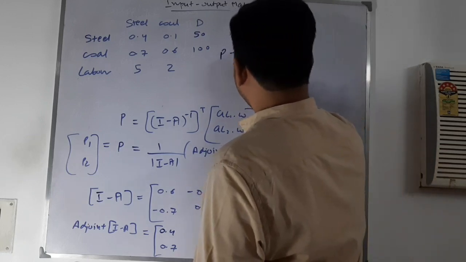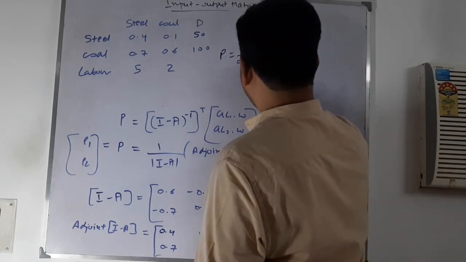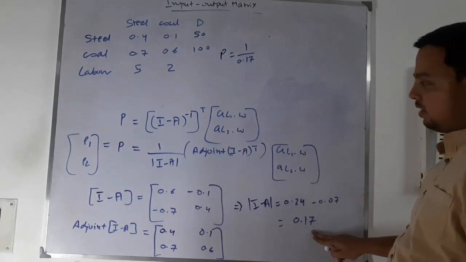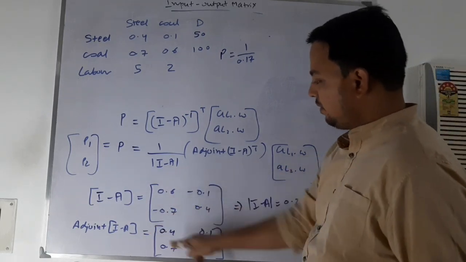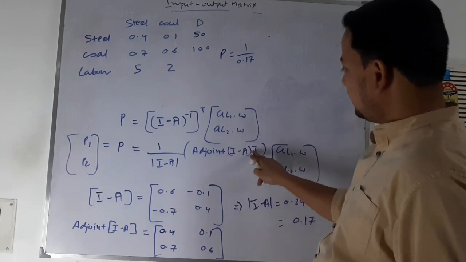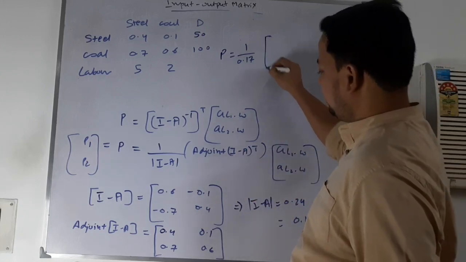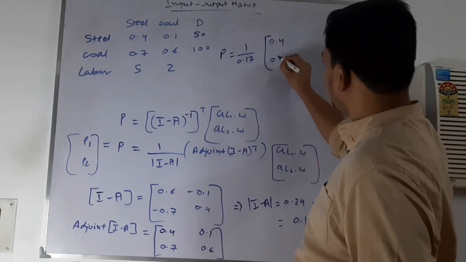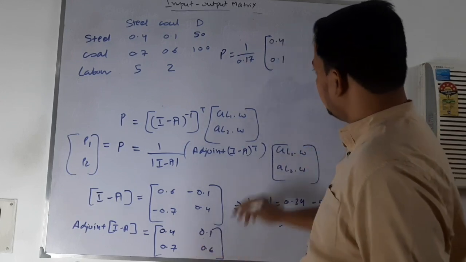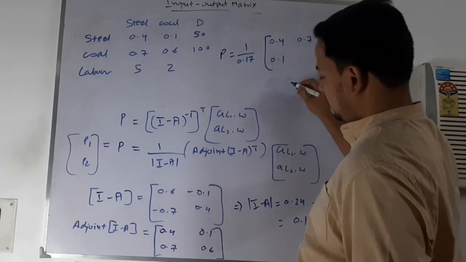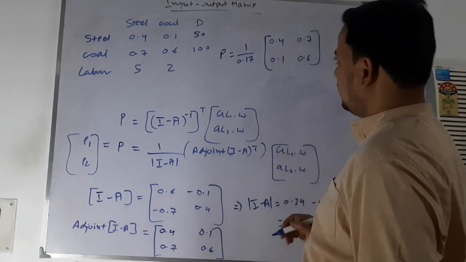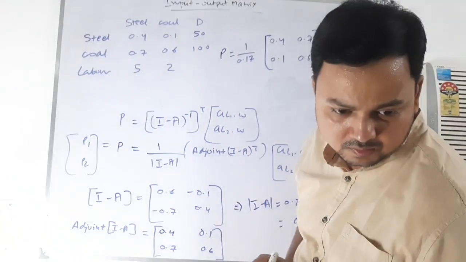So price will be 1 over 0.17, the determinant of I minus A I have written, times the adjoint of I minus A. I am writing the transpose of this one. Row will become column, so it will become 0.4, 0.1, 0.7 and 0.6.